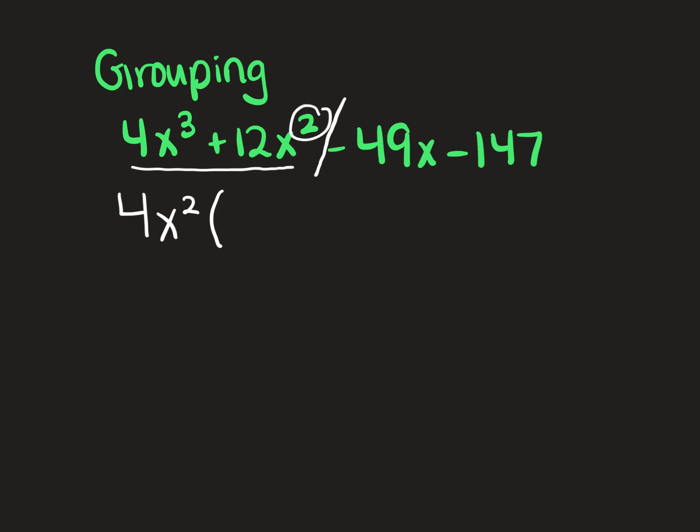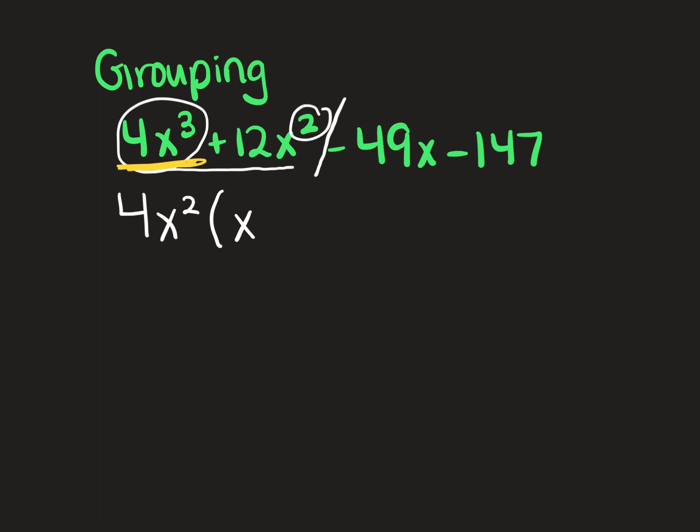Now, we're going to write what's left over because we're doing the opposite of distribution here. We're comparing this first term to what we have here, and it looks like if you take 4x to the third and you get rid of 4 and the x squared, you're going to be left with 1x. If you check with multiplication, if we were to multiply 4x squared times our x, we should get back to that 4x to the third, which we do.